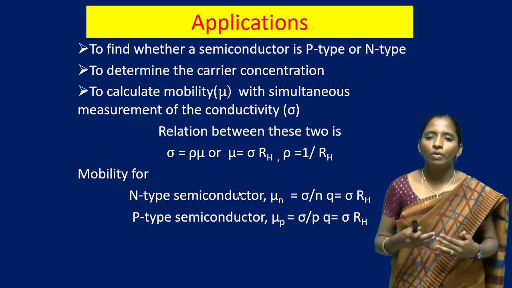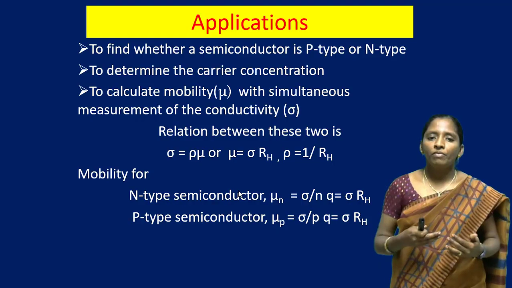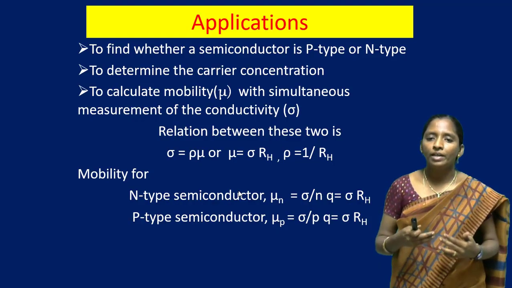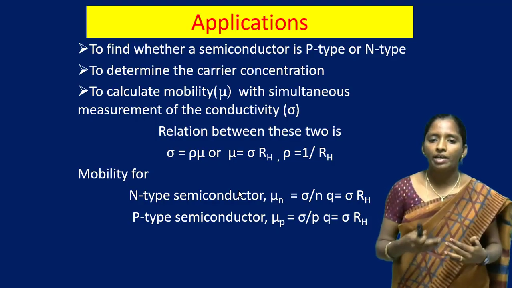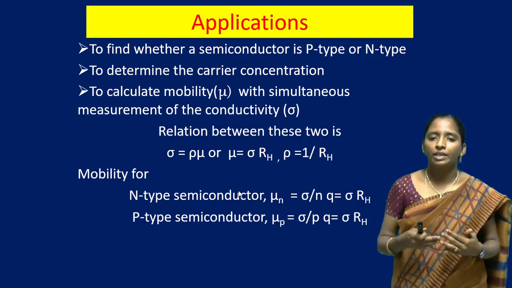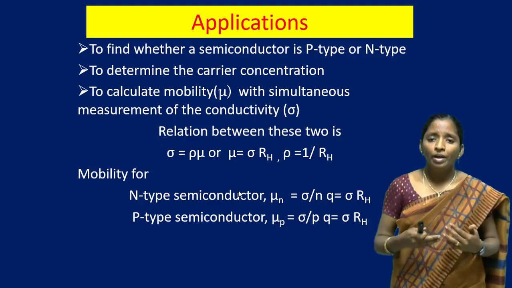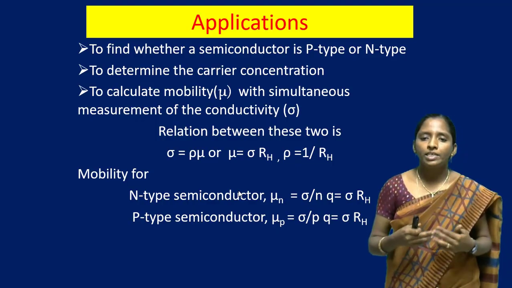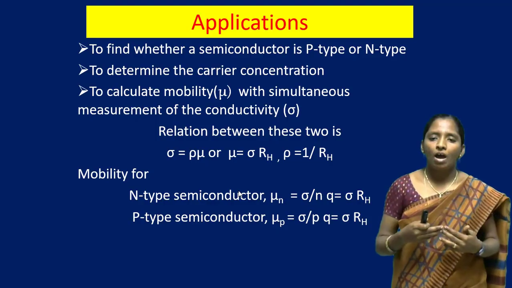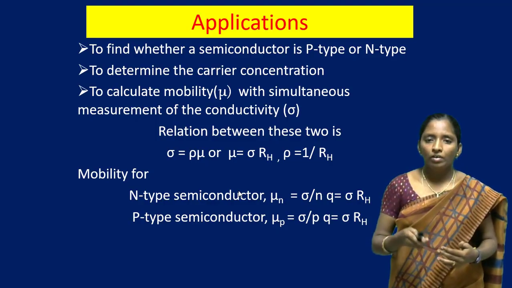We know rho equal to 1 by RH. Mobility for n-type semiconductor material is mu n equal to sigma by n into q, or mu n equal to sigma into RH. Mobility for p-type semiconductor material is mu p equal to sigma by p into q, that equal to sigma into RH. Here sigma is the conductivity, p is the number of holes, n is the number of electrons, q is the charge, and RH is the Hall coefficient. Thank you.